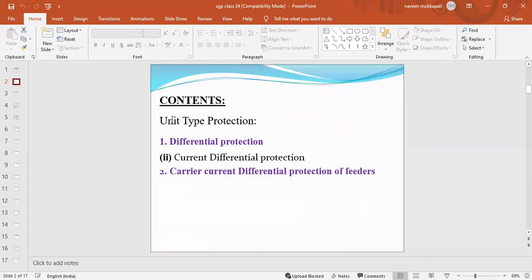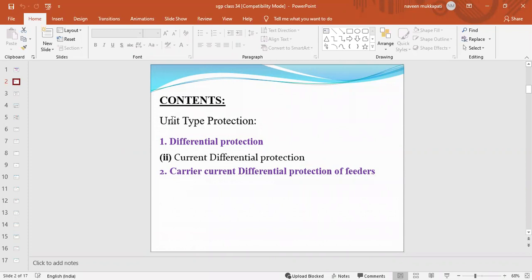Okay, in that we are connecting a number of generators and also transformers. Therefore, the generators and the transformers are very large equipment in the case of transmission and distribution systems. Okay, those generators and transformers are connected to the feeder lines.